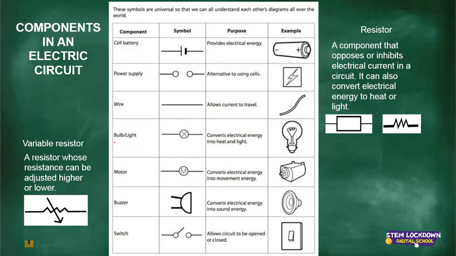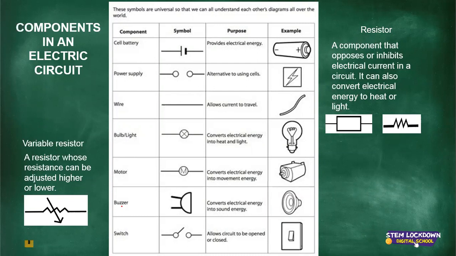Then we have a light bulb here. This is the symbol. This is how it looks in real life here, and it converts electrical energy into heat and light. Then we have a motor. So this is the symbol for a motor, but we're not going to get into that in this lesson. This is how it looks in real life, and it converts electrical energy into movement energy. So it allows a device to move, right? Like you have remote control cars and stuff. So you would have to have a motor.